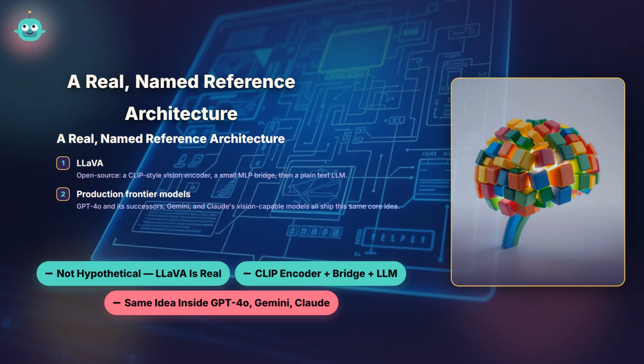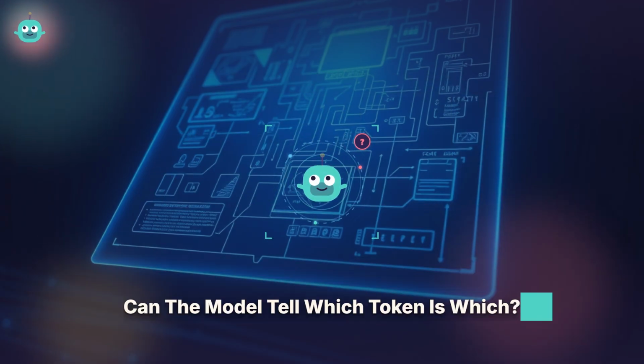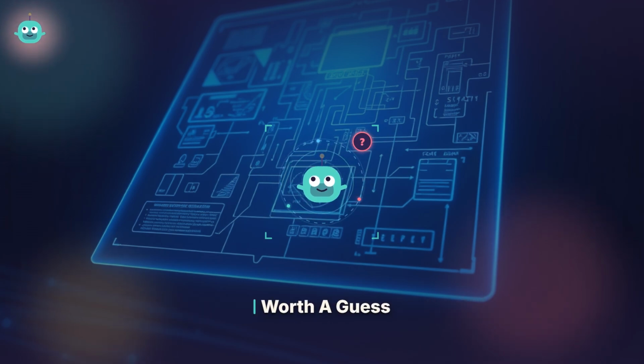Are they though? If vision tokens and text tokens sit in the exact same sequence, can the model tell which is which at all? Genuinely worth a guess before we move on.